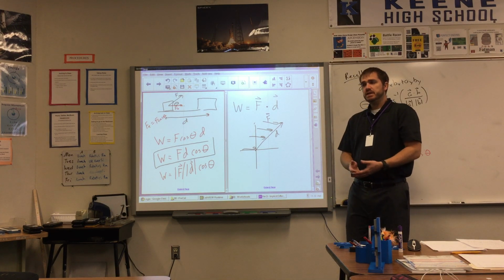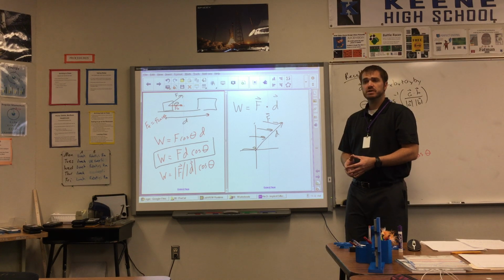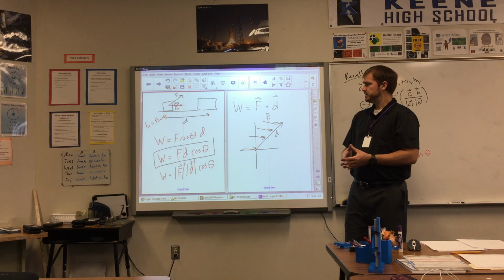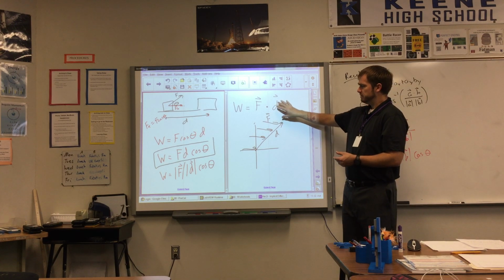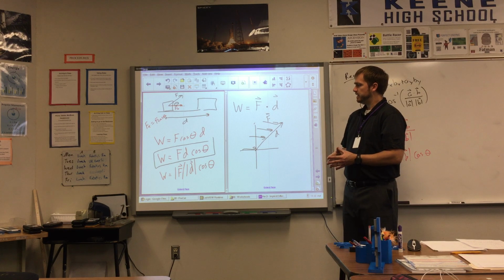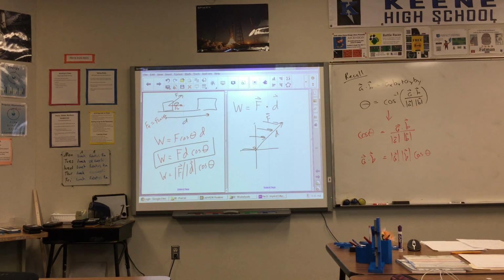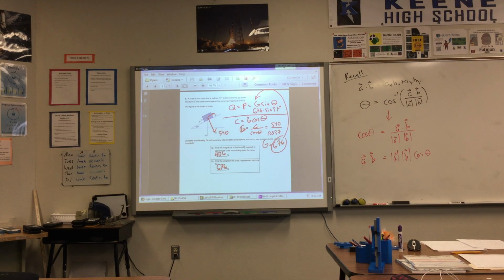If any of y'all end up taking physics in college, or wanting to study anything in engineering or math or science, I have never seen anybody explain dot product this well. So you're welcome. Anyway, but for the rest of us, let's go ahead and look at problem number 3 and number 4 on that homework.